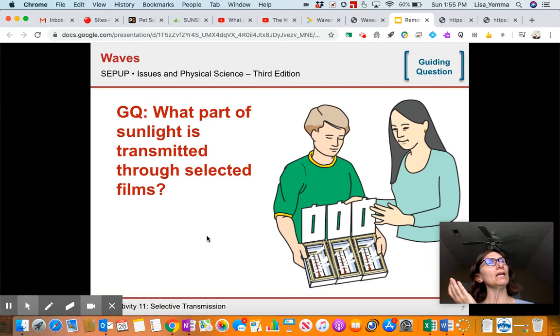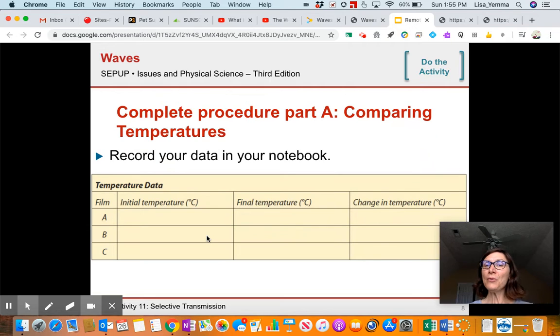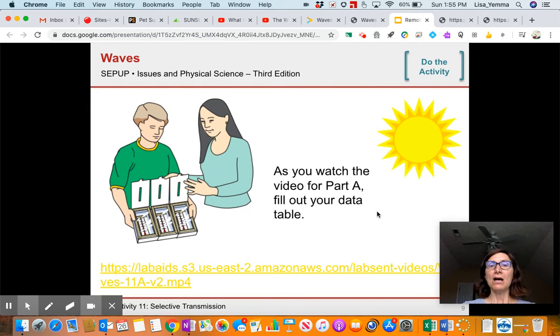And I can't remember exactly, maybe 5 minutes, maybe 20 minutes for this. We're going to expose the thermometers, but the difference between the 3 is the exposure is under a different film. Then we're going to record the final temperature. Then we're going to look at how much did that temperature change. So go ahead and pause, write this data table down, make sure you have it ready to go. As we watch this part A of our video, please fill out your data table that you wrote in your notebook.